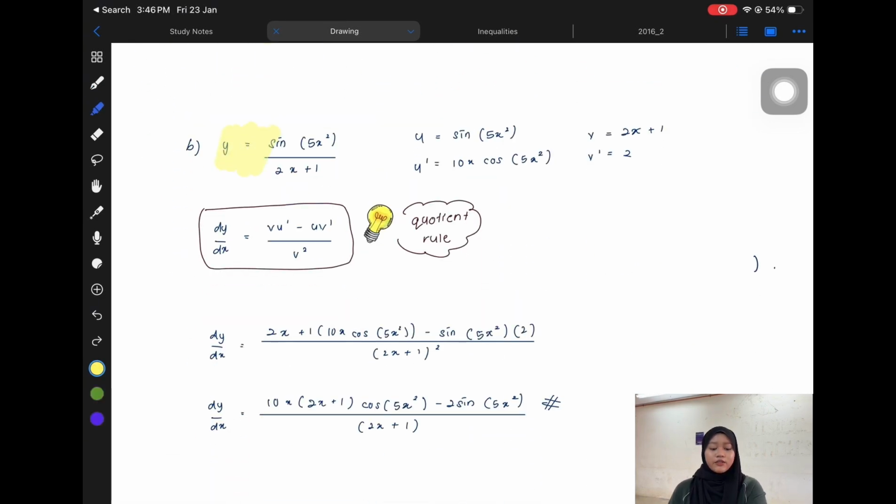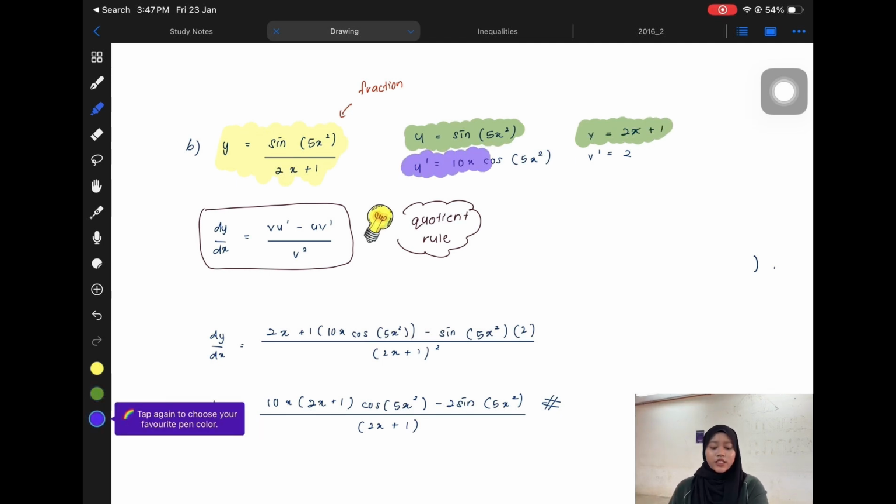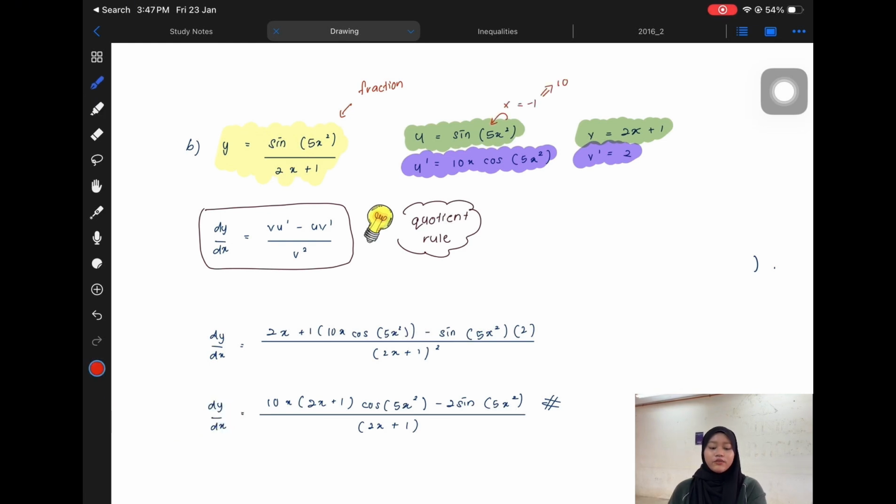The given function is y equals sin 5x squared over 2x plus 1. This function is a fraction, so we use the quotient rule. Let u be sin 5x squared and v be 2x plus 1. We differentiate u using the chain rule, and du over dx is negative 10x cos 5x squared. And then we differentiate v and it will be 2. The quotient rule formula is dy over dx equals v u prime minus u v prime over v squared.